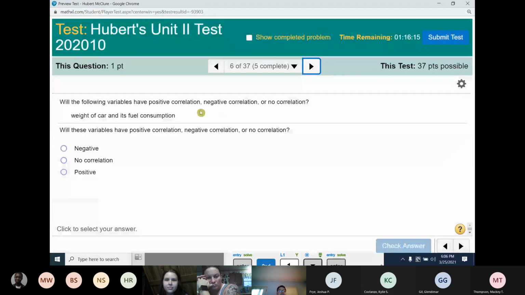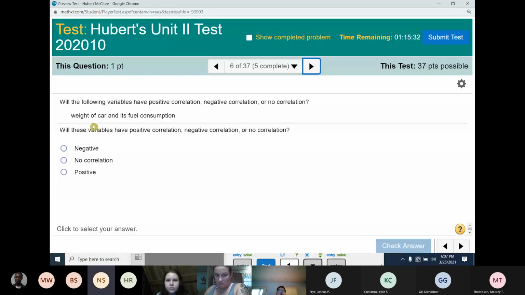All right. Will the following variables have positive correlation, negative correlation, or no correlation? Is this mathematical or is this common sense? Common sense. I'll tell you a secret. One we had this morning, shoe size and intellect. What would shoe size and intellect be? Negative correlation, positive correlation, or no correlation? No correlation. The size of your feet ain't got anything to do with your brain.